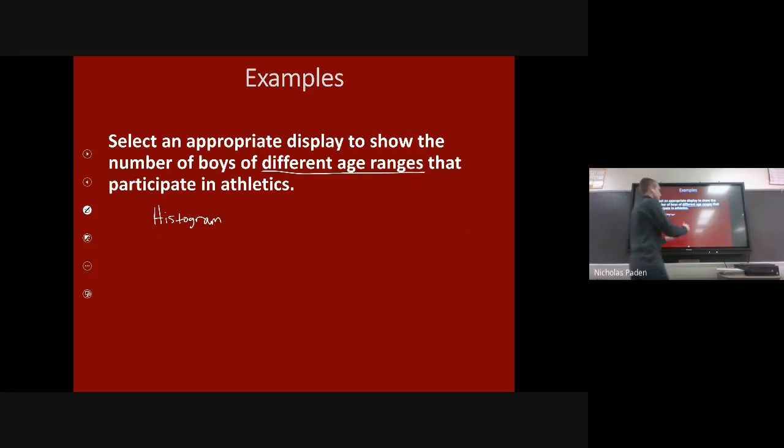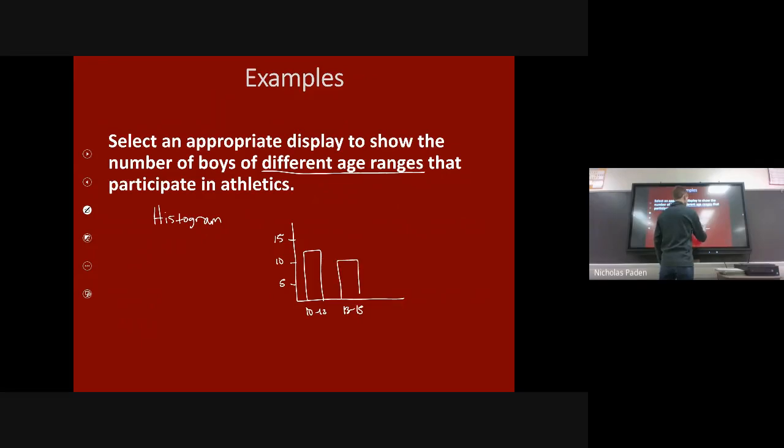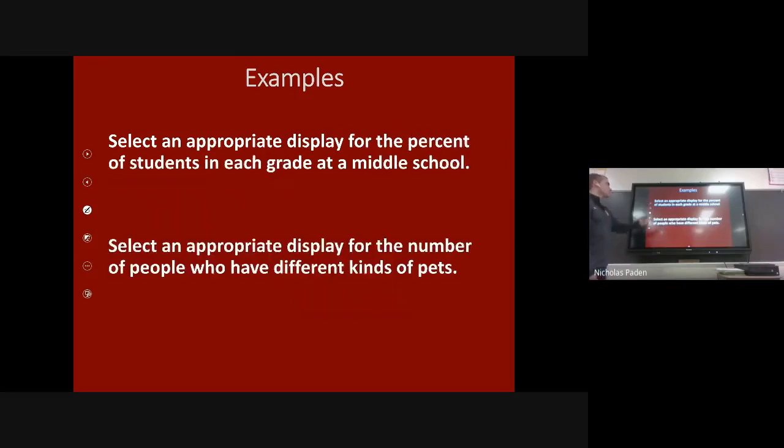And then just so you understand what it would be, we would have the number of boys here, so 5, 10, 15. And then we would have something like 10 to 12, and that would be there. We would have 13 to 15. We need to make sure there are two numbers for each one. And then 16 to 18. So those are all equal intervals. And that's what the histogram will look like, something along those lines. So our age ranges are all equal, and then we're just having a bar for each one. So that would be the best one to use for this example.